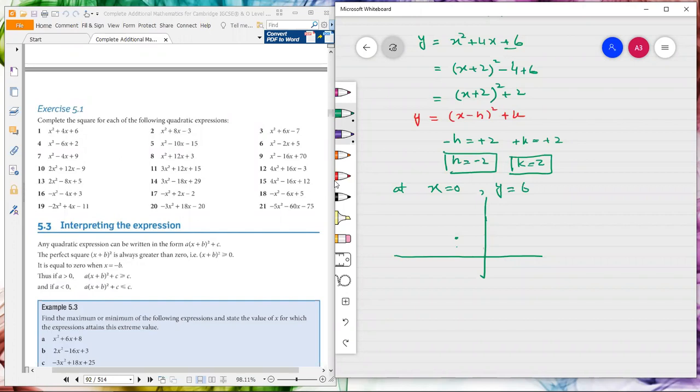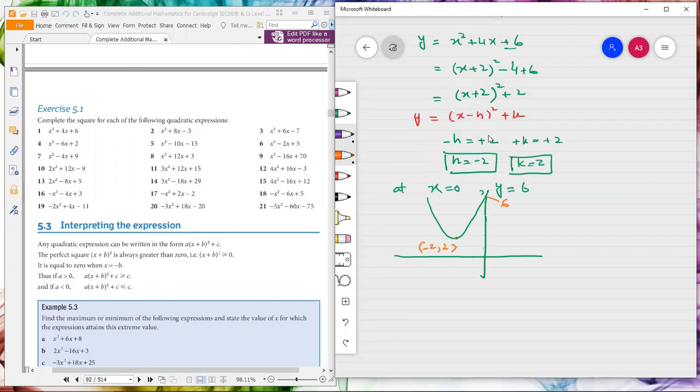So 1, 2, 3, 4, 5 and almost here. You can draw this graph like this, and mention this as 6, while this you can mention as minus 2 and plus 2. This is the vertex of this graph, and this is the way we can sketch the quadratic function graph through complete square form.